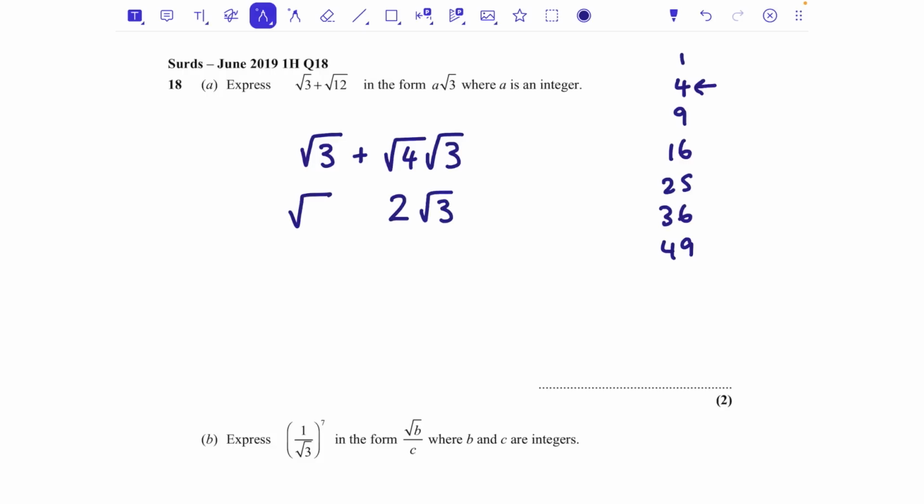And this just needs to stay root 3. If you want, you can think of it as 1 root 3. And when you do 1 root 3, add 2 root 3, you get 3 lots of root 3. So that's our answer for that one. We've got it in the right format, so I'm happy with that, where a is an integer.